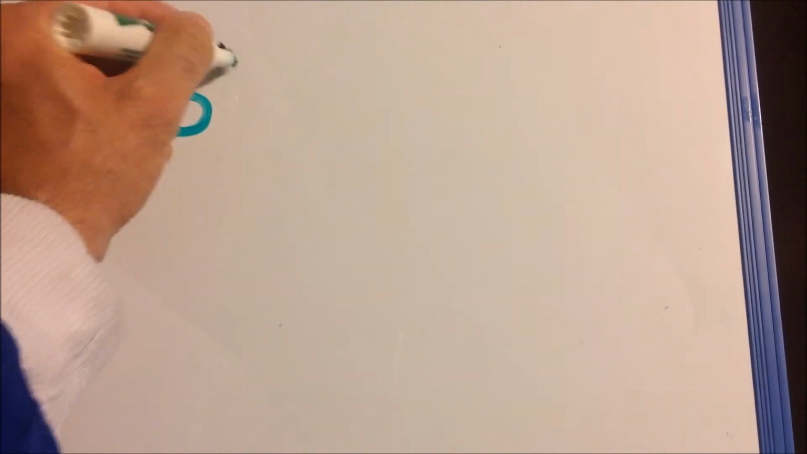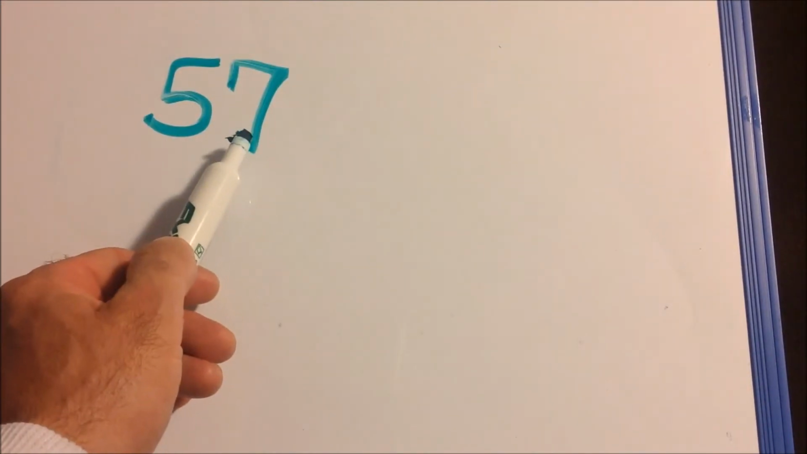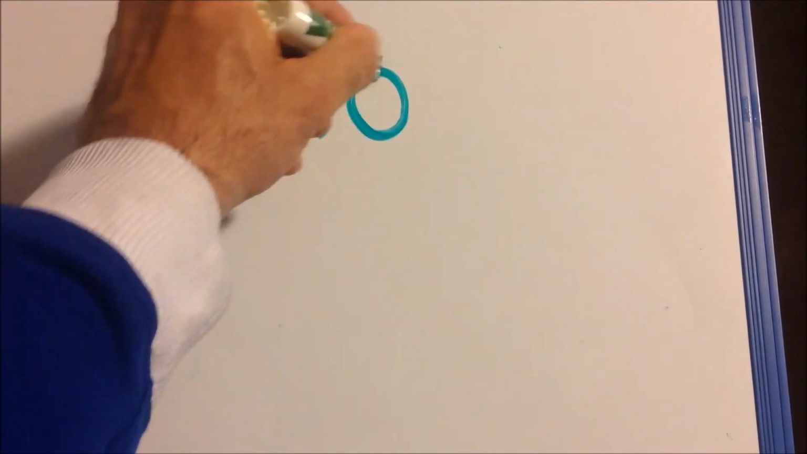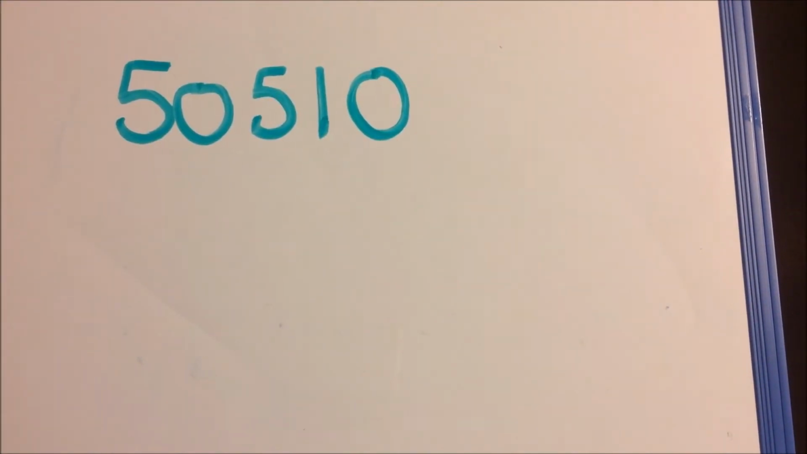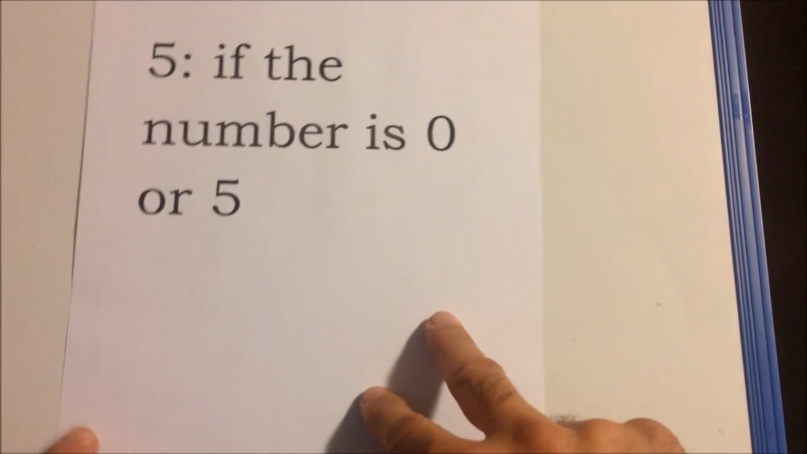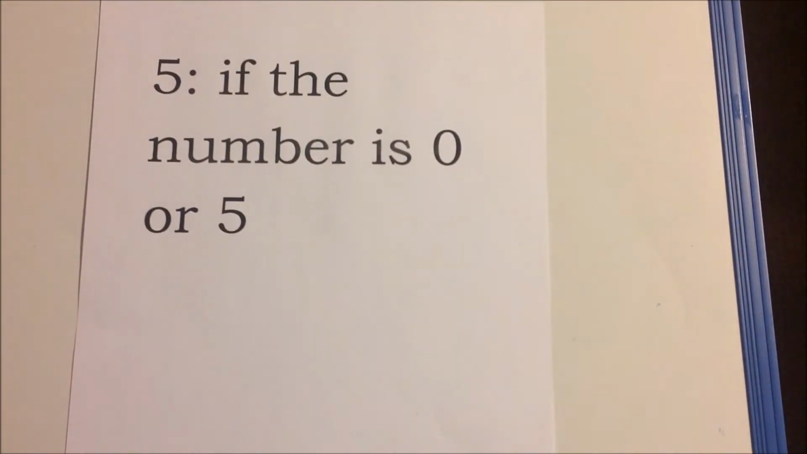Will 5 go into 57? No, because that's a 7. It has to be a 5 or a 0. Will 5 go into this number, 50,510? Yes, because there's a 0 at the end. So 5 and 2 are pretty easy. And I'll put the rule here so you can see. If the last digit of the number is 0 or 5, 5 will go into it.